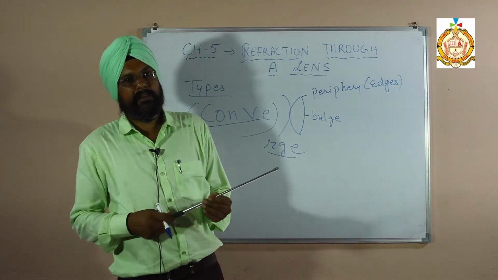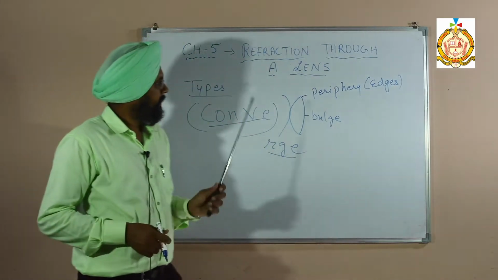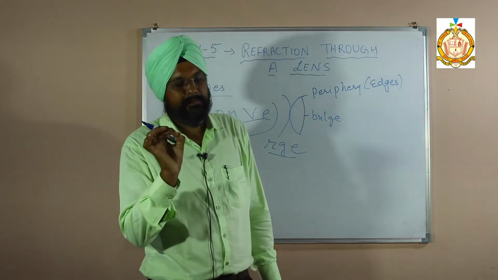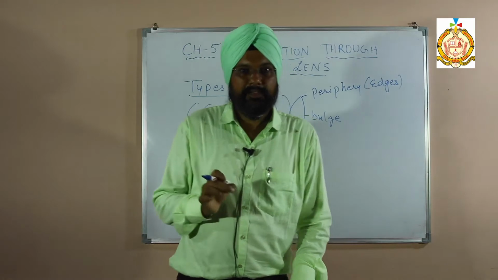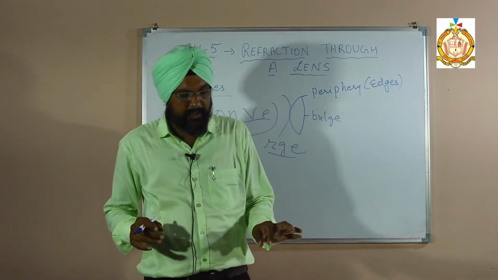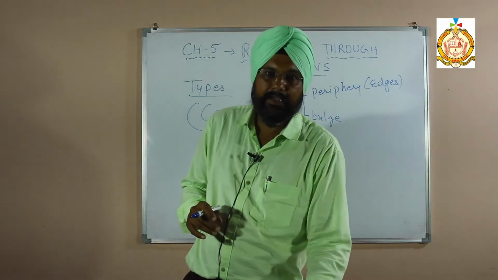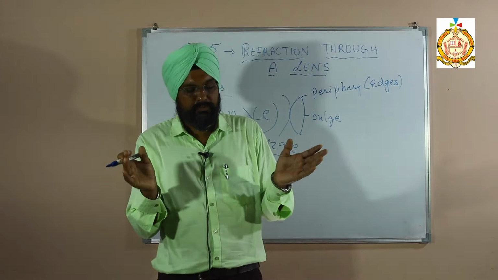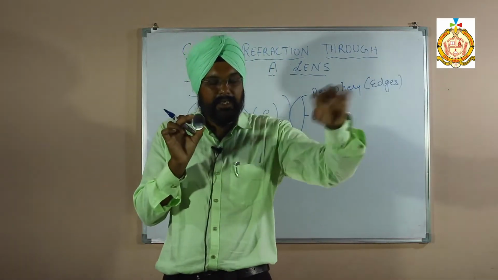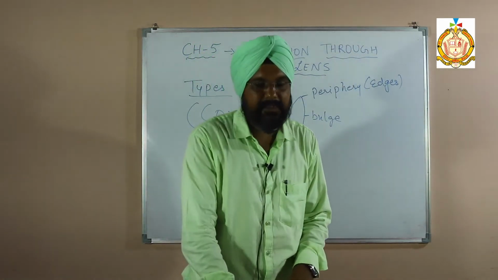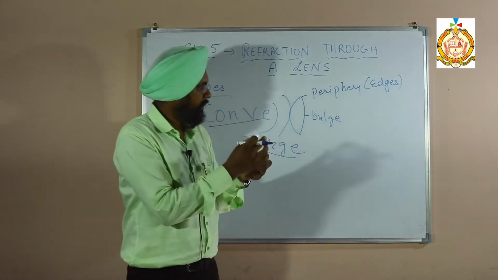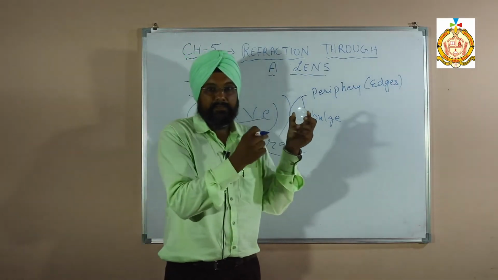Today I am going to explain a very important topic, that is refraction through a lens. Refraction through a lens means the lens refracts the rays. In class 9th we discussed the mirror, and mirror and lens are totally opposite in nature, because a mirror is a case of reflection. It reflects the rays, bouncing them back, but a lens passes the rays through it and bends them. That means it bends the rays.